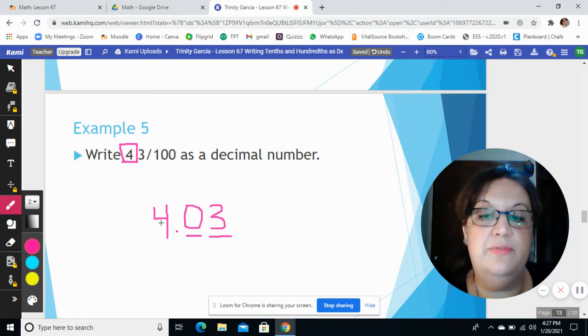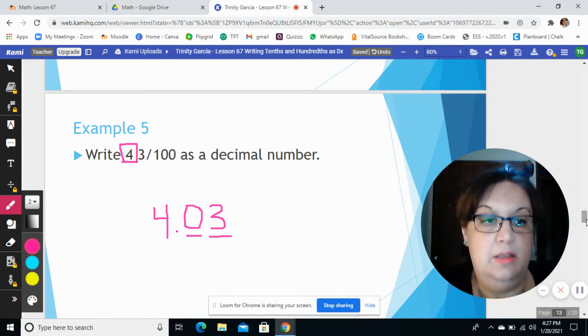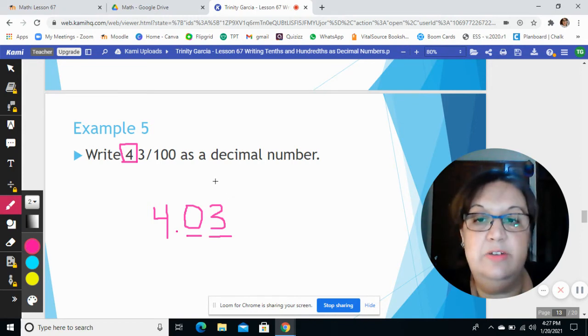Okay, so here we have 4.03. That's our decimal number. We would still read it just like we read the fraction, 4 and 3/100ths. Okay, we would still just say 4 and 3/100ths, but we would see it as a decimal, 4.03, but we would say 4 and 3/100ths. Okay, because it's in the hundredths place.